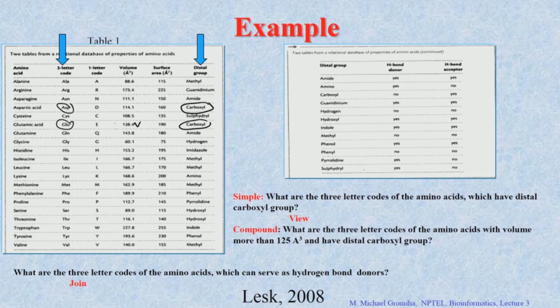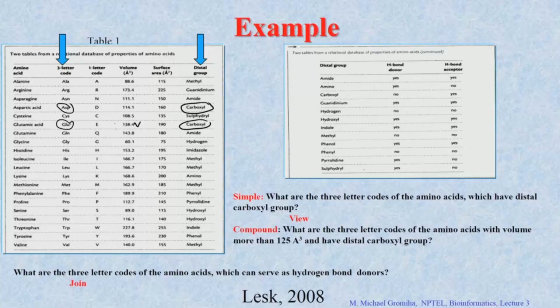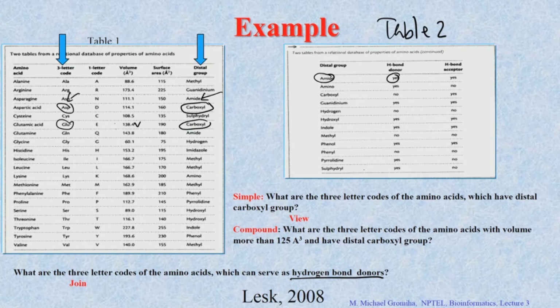Now the next question: what are the 3-letter codes of amino acids which can serve as hydrogen donors? Is this information available in table 1? No. Is this information available in table 2? Donors, yes. 3-letter codes? No, right. So in this case you have to use both table 1 and table 2. First go to table 2. So hydrogen donors, what are hydrogen donors? For example, take this, yes, and the amide. Then go here with the amide, this amide is here and the 3-letter code is this one. So here you need to join.